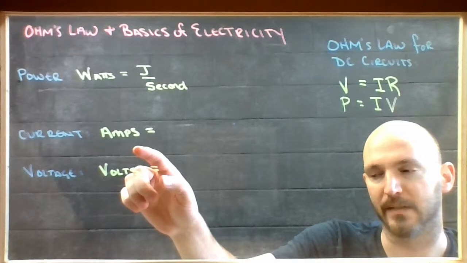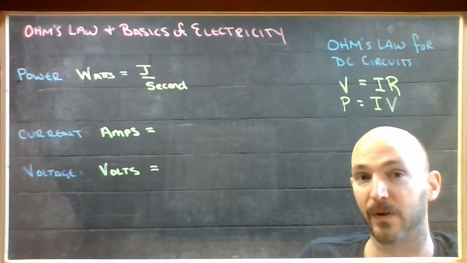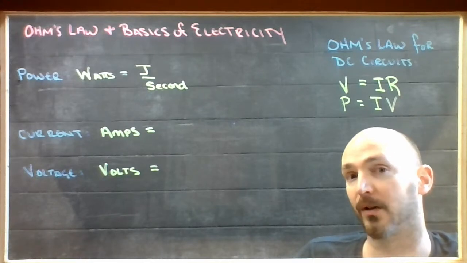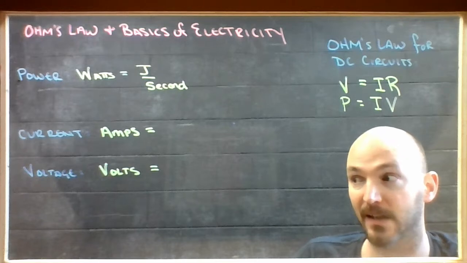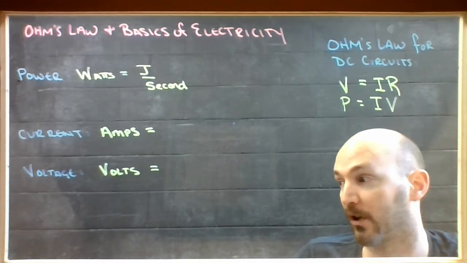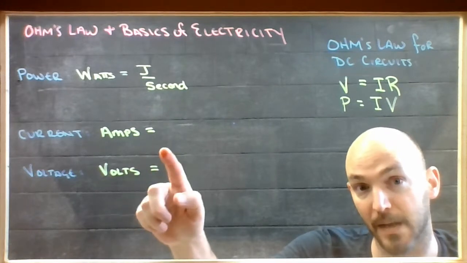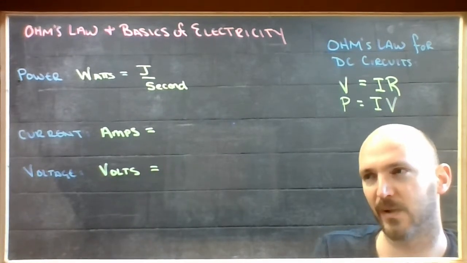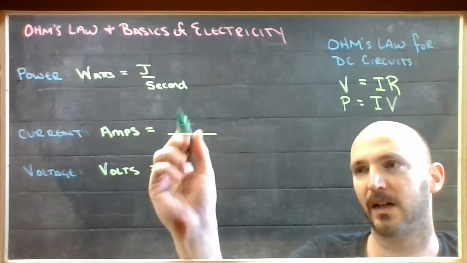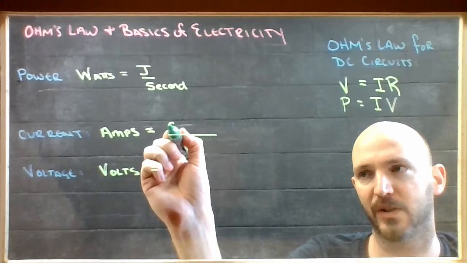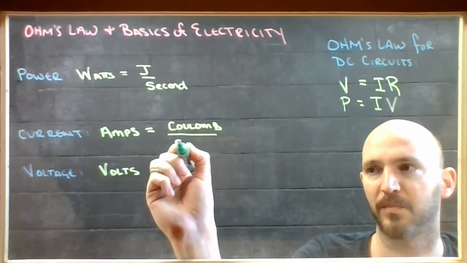But current, if you use that word outside of electricity, like in a river, right? Current is how much water goes by per second. So a high current has lots of water go by in a second, and low current has not very much water per second. That's where my time dependency comes in. So this amps, the definition of that is what's called a Coulomb per second.